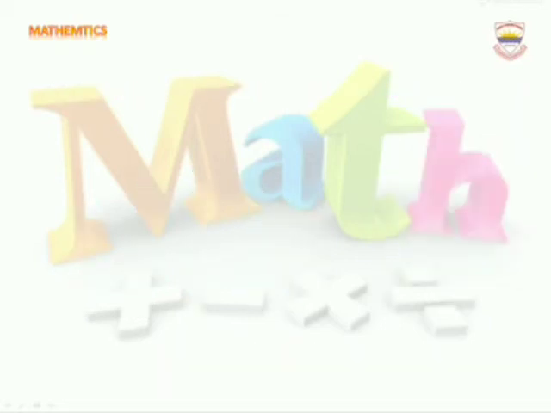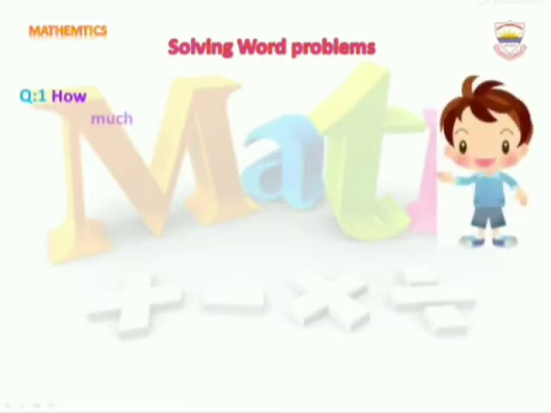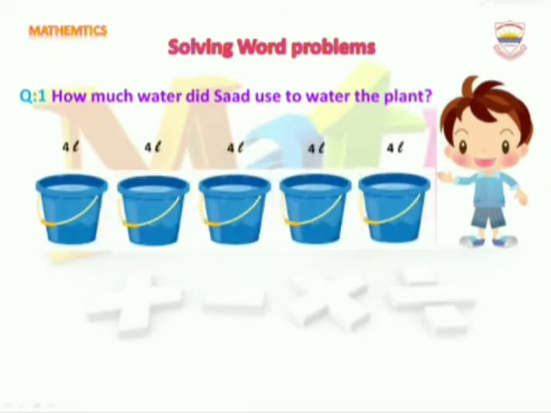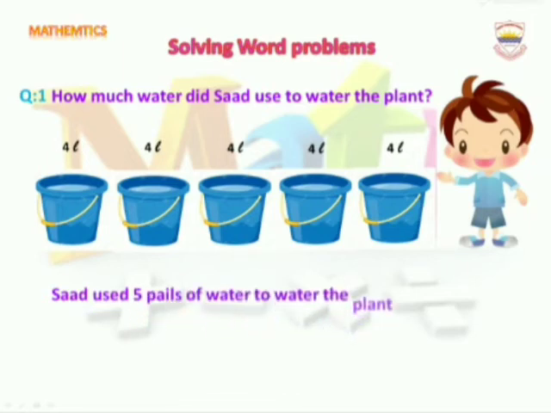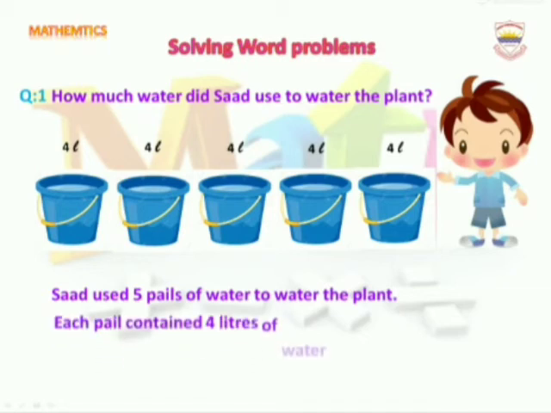Now I will explain how to solve word problems of volume. Question number 1. How much water did Saad use to water the plant? There are 5 pails. Saad used 5 pails of water to water the plant. Each pail contained 4 liters of water. How much water did he use?